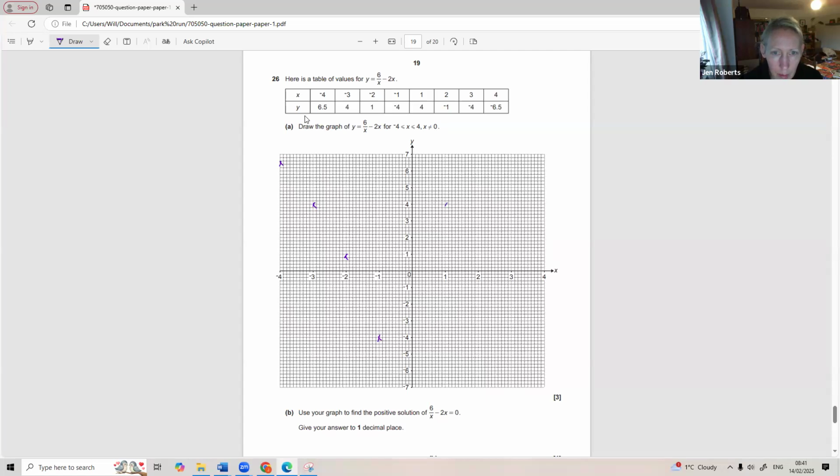You'll see your graph's disjointed here, so you need two separate curves. It's because this is a reciprocal graph. You might have been wondering how to join this together. Well, it's two separate curves, one like this, drawn freehand, and the other like this. It's because it's a reciprocal graph.